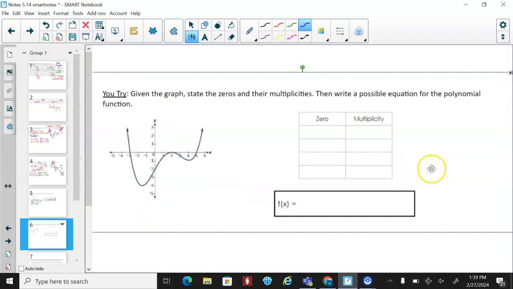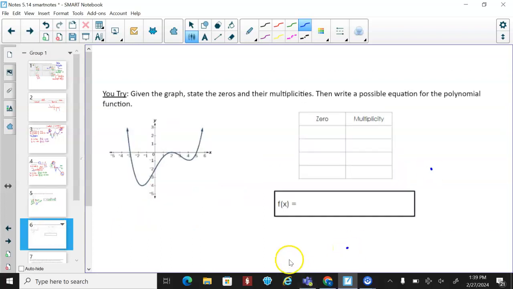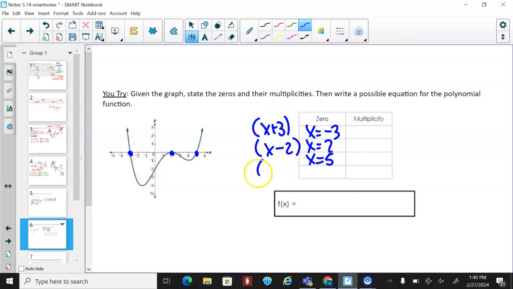All right, now again, I'm going to find my zeros right here. So the x-intercepts that I see right here are x at -3, x at 2, and x at 5. Now, if I want to put it into factor form, this is going to be x plus 3, this is going to be x minus 2, and this is going to be x minus 5.